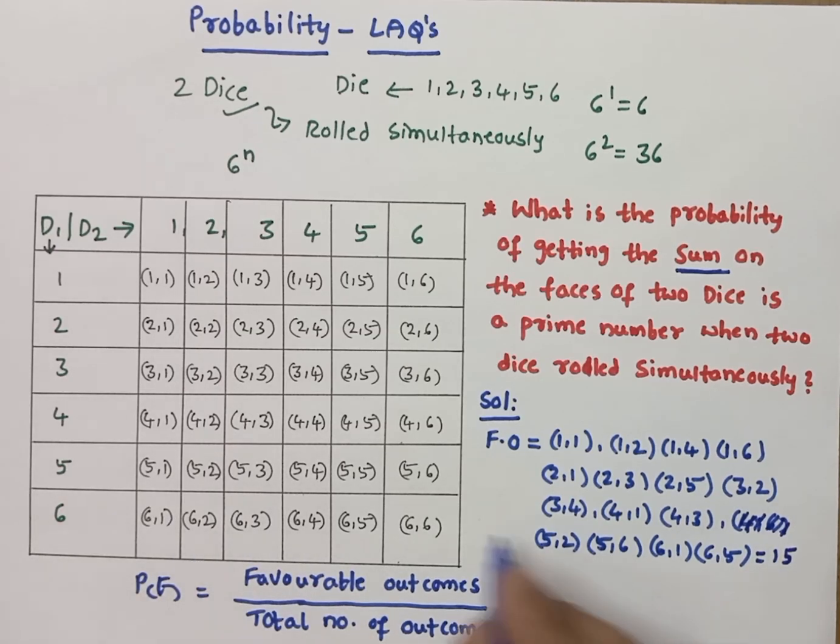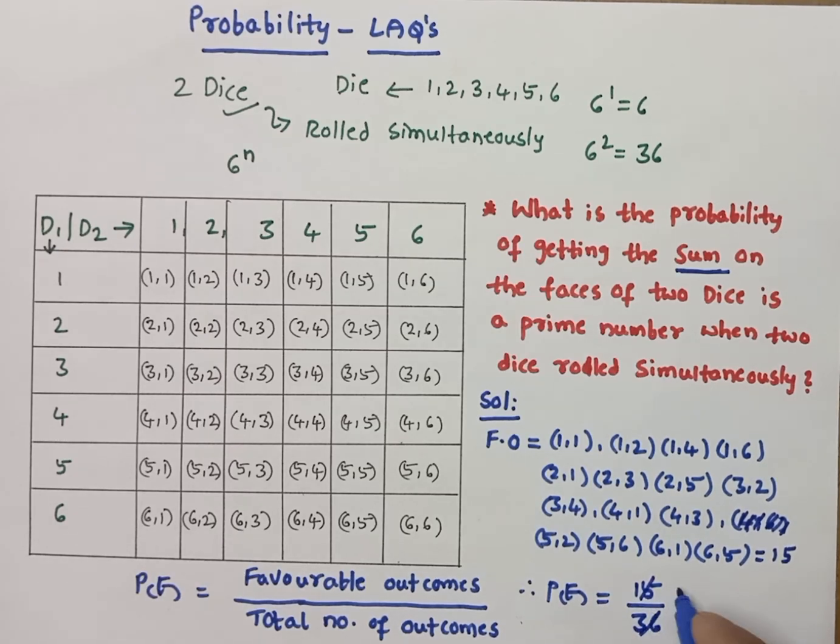Now, therefore, you can write the probability of the event. I'm not writing the formula. That is favorable outcomes by total number of outcomes. Favorable outcomes are 15 here, and total outcomes are 36. So 15 by 36 is the answer. You can simplify whenever it is possible. Using the table of 3, 3 fives are 15, so that is 5 by 12. 5 by 12 is the answer.